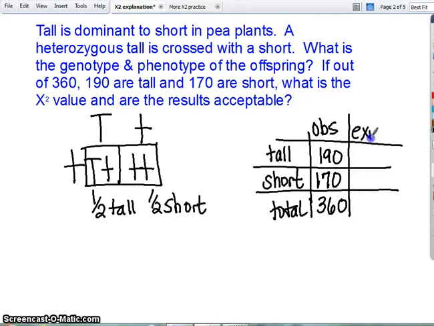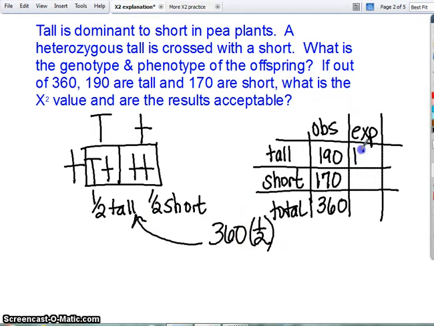The next thing we're going to do is calculate how many we expected to be tall and short. So if we take 360 and we expected half of them to be tall and half of them to be short, we basically do 360 times 1/2, and that gives us 180. So our expected for both of these in this case is that we expected 180 to be tall, 180 to be short. You'll always just take the total and multiply it by the fractions that you predicted, and that's going to give you your expected.